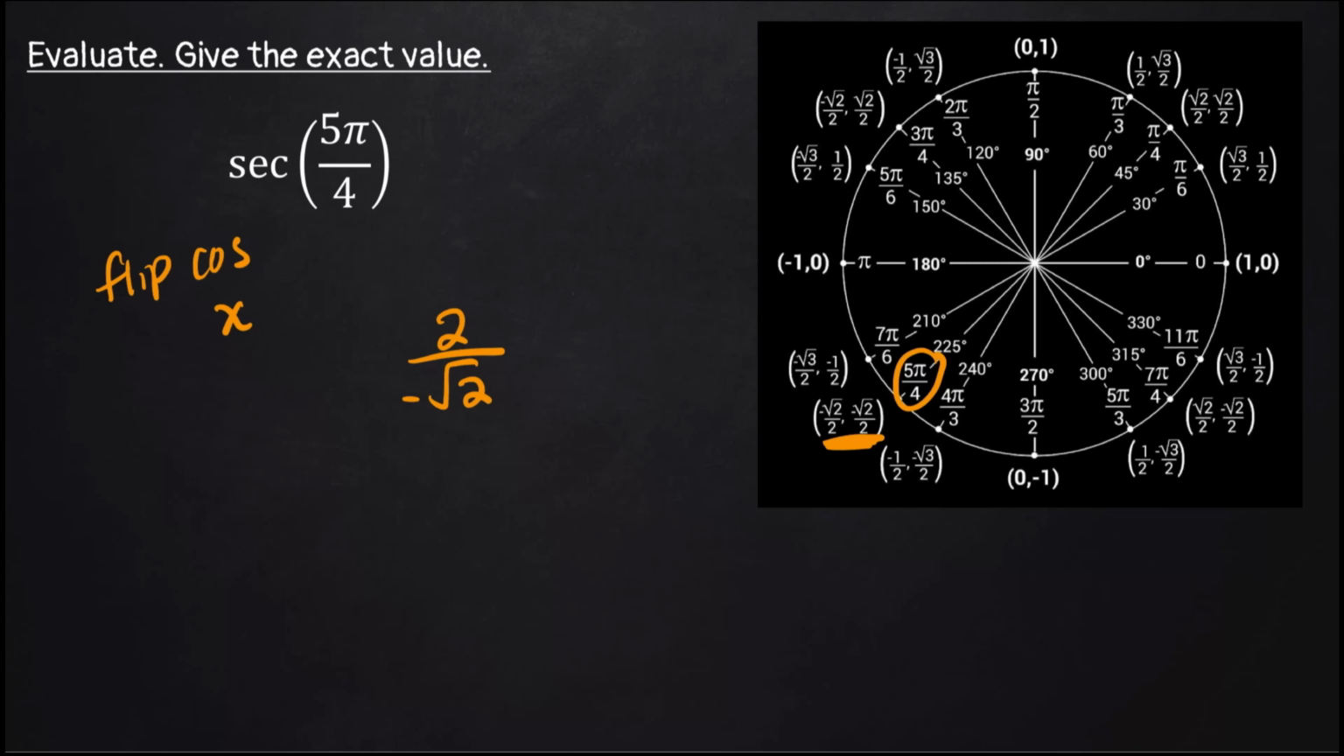Now remember, on assessments, you do not have to rationalize. But if you'd like to, just know that you're going to have to multiply by root 2 over 2 to get the radical out of the denominator.